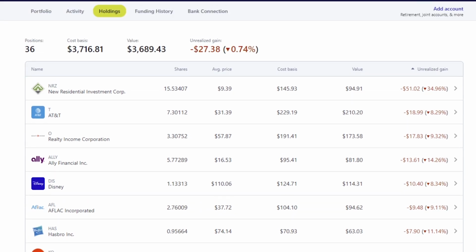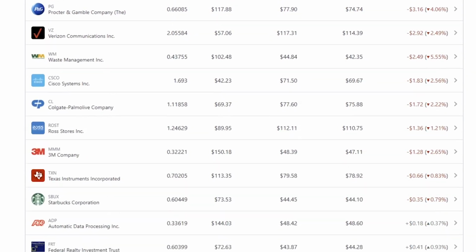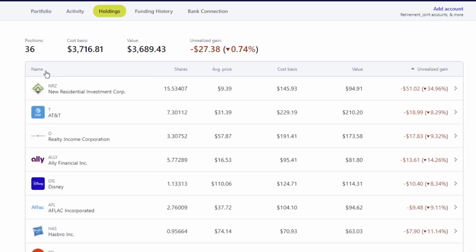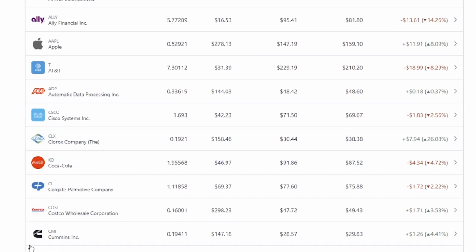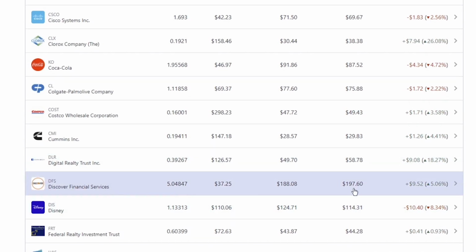Over the last couple of weeks, when the markets were fluctuating a lot, what I was doing was coming in here and seeing where my money would be best placed. One great example of this was Discover. Let me jump this up in alphabetical order. Discover right now, I am up currently 5.06%. So I'm up $9.52 on this stock. You can see I have about 5 shares of this stock.